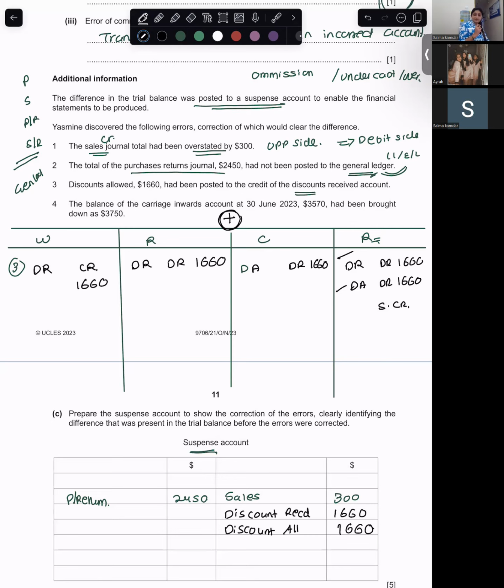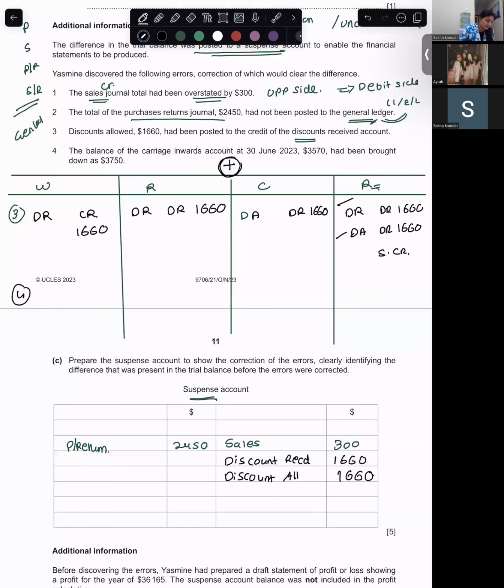Okay, now go to the next one, the fourth one. The balance of the carriage inwards account at 30th June 2023, $3,570, had been brought down at $3,750. That means you brought down a higher figure. If you brought down a higher figure, that means the carriage inward is overcast. By how much? 180.